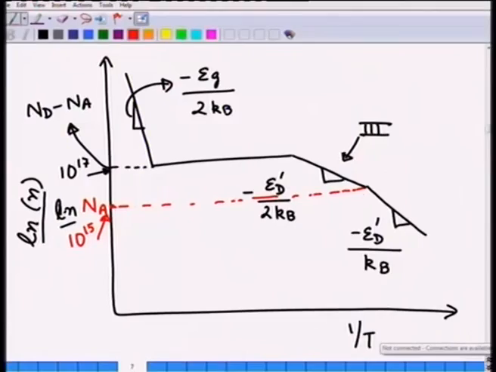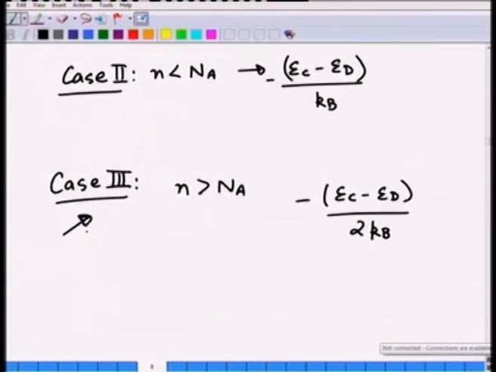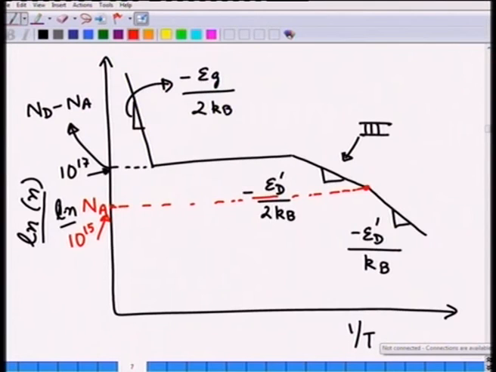Then in that case our slope is ED prime by 2k, but as you can see, when n becomes less than NA, that means it goes below 10 to the power 15, in that case the slope changes. So, the point where the slope changes is roughly where n is equal to NA, and hence I have used this point to mark this value, that means this value must be equal to NA. That is what I am assuming, that is what I have pointed out to you, and then the slope here, all right.